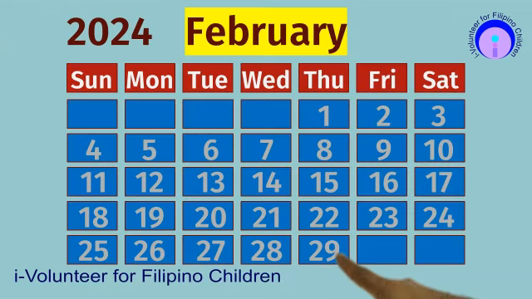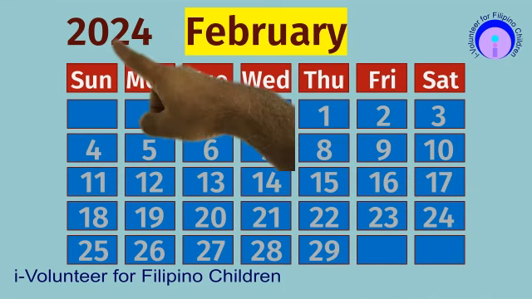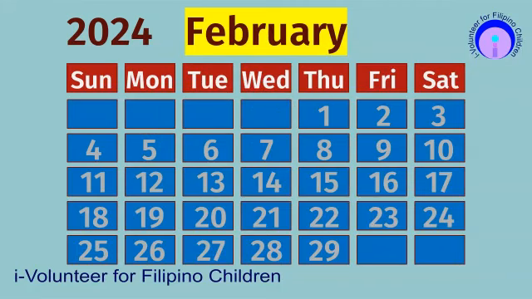For this year, the last day of February is on the 29th because 2024 is a leap year. If it is not a leap year, the last day of the month is 28.